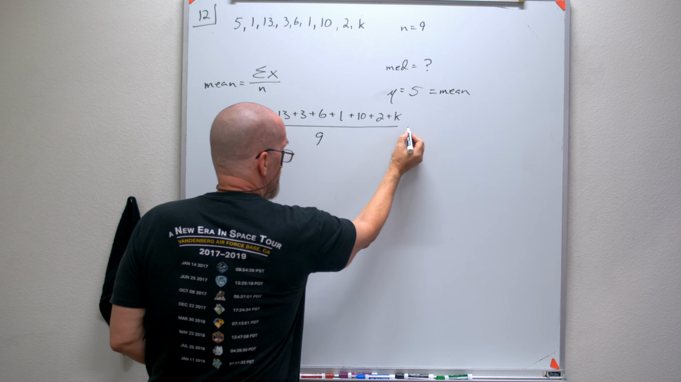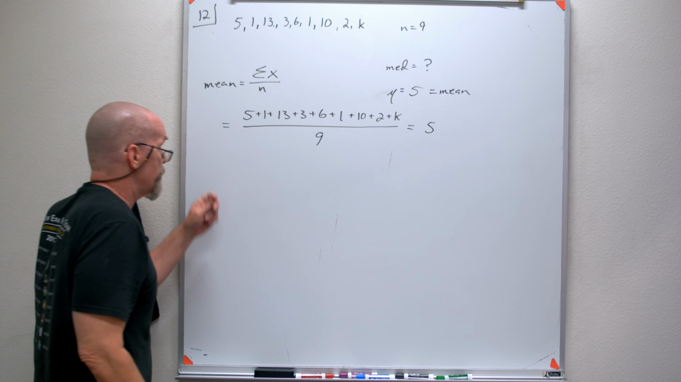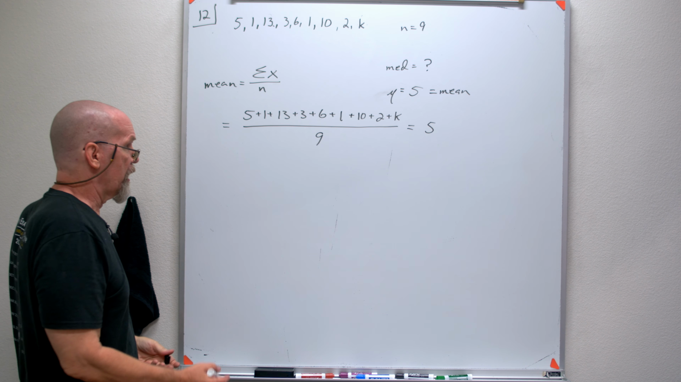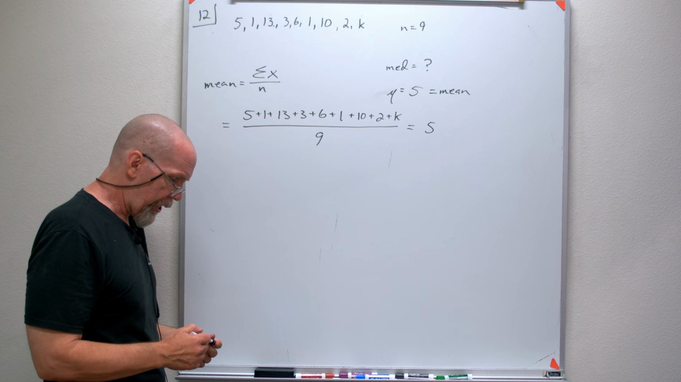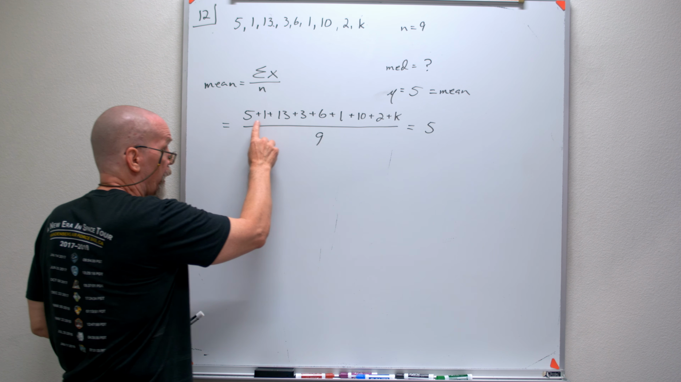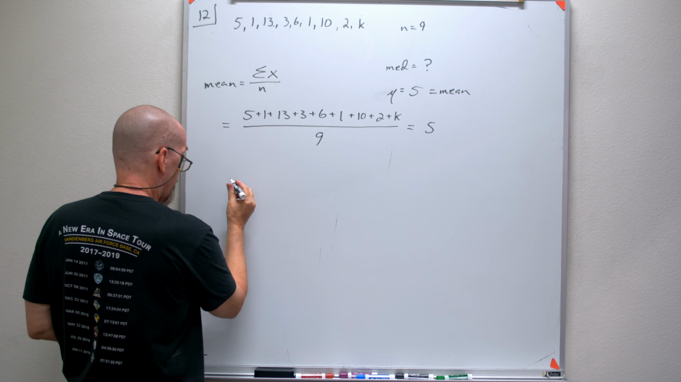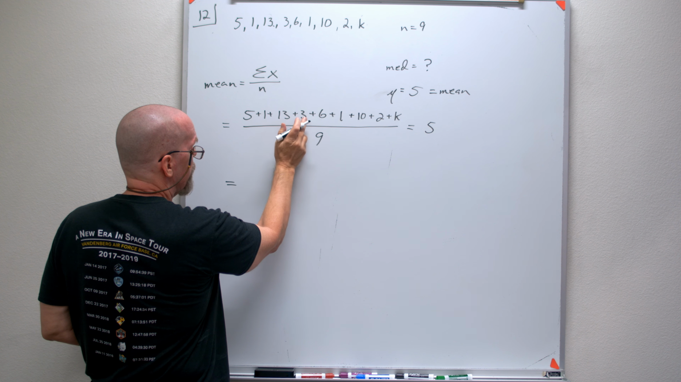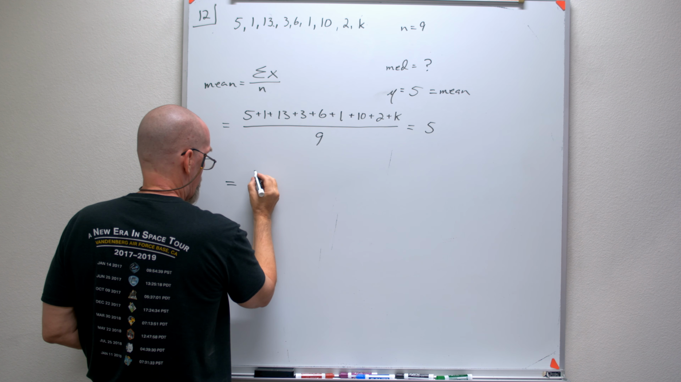And in your book, they give you a mean of 5. So I'm just going to write down a 5. So you have this equation here, right? You always do all the math you can do and then start undoing the math you can't do when you solve for x, or k in this case. The math I can do, I can add all those numbers from the 5 through the 2 together. So I'm going to do that because I might as well. 5 plus 1 is 6, 19, 22, 28, 29, 39, 41 plus k.